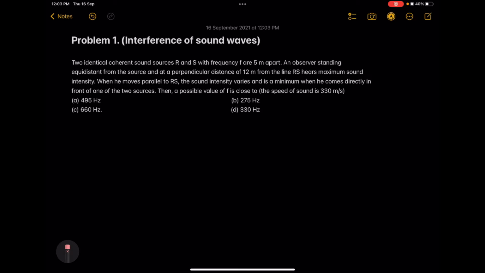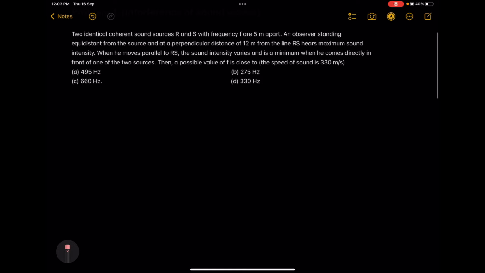Today in this video we are going to solve a problem on the interference of sound waves. First of all, let's read the problem and draw an appropriate diagram, because diagrams are always very essential for solving problems. So let's get started. It says that if I have two identical coherent sources, what does this mean?